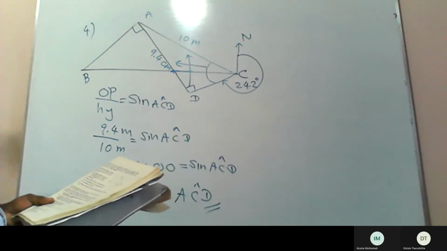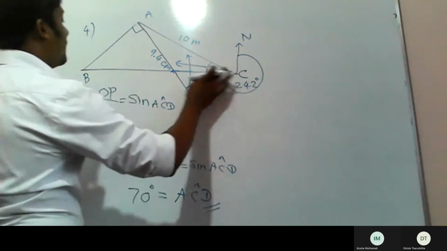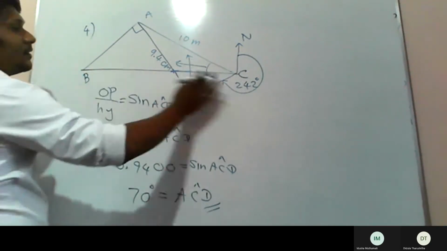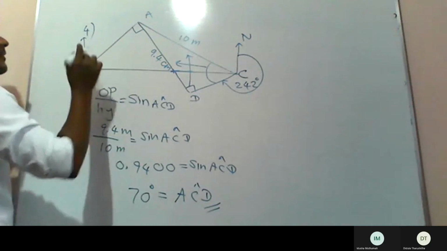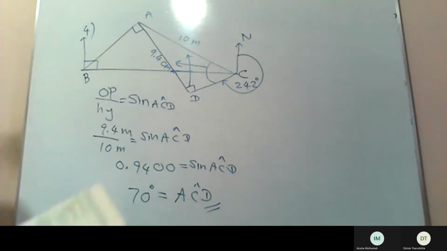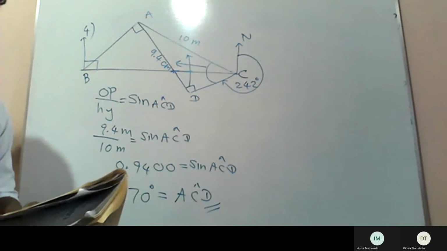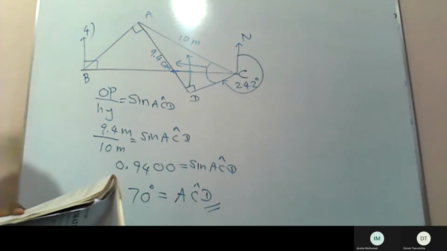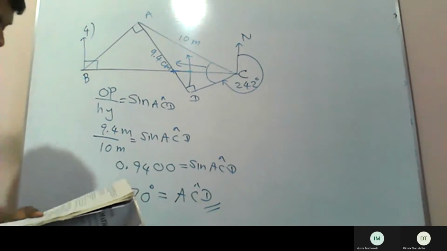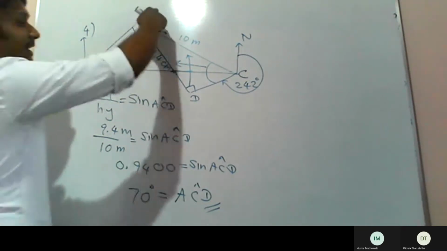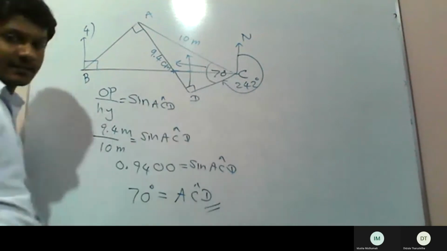And C is located east of B. C is located east of B. This angle is 90 degrees. Right. In the following calculations, use 70 degrees for the magnitude of ACD. ACD angle 70 degrees. Right.